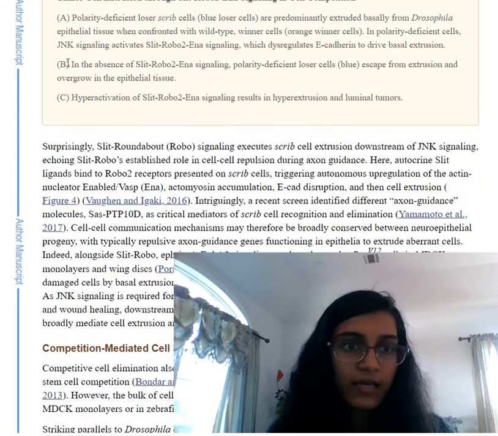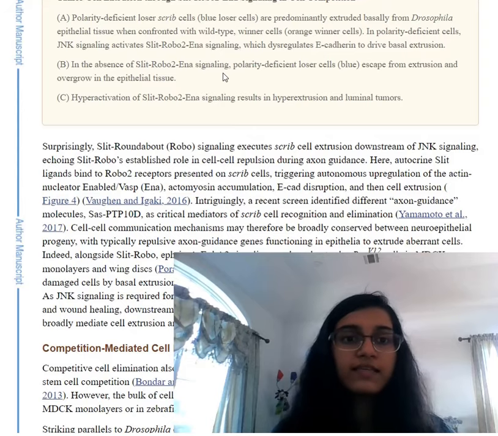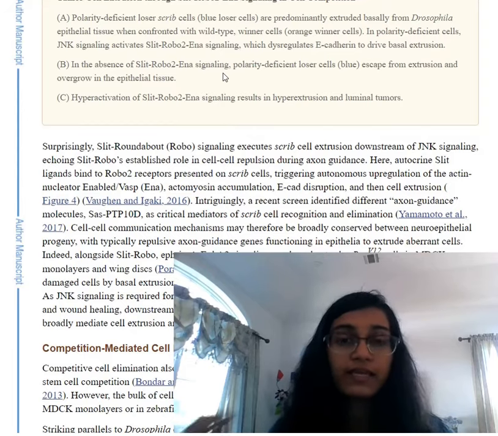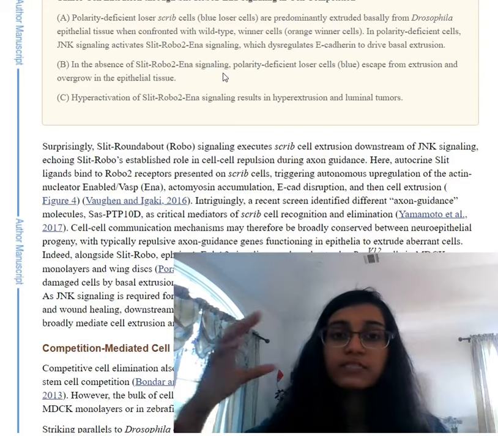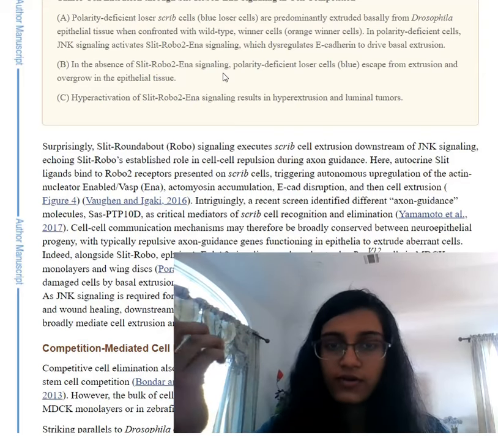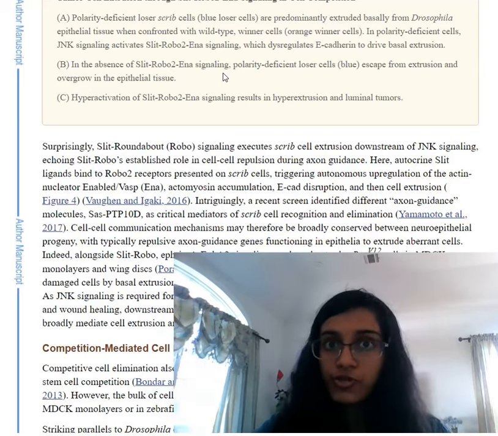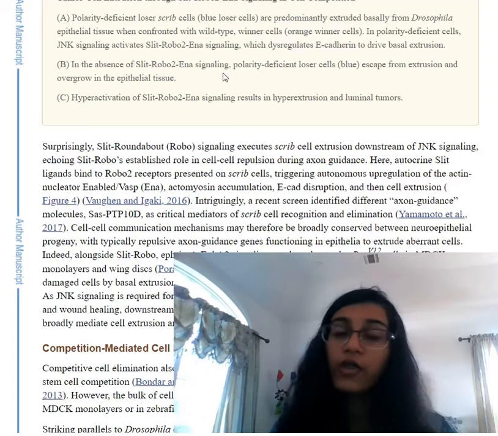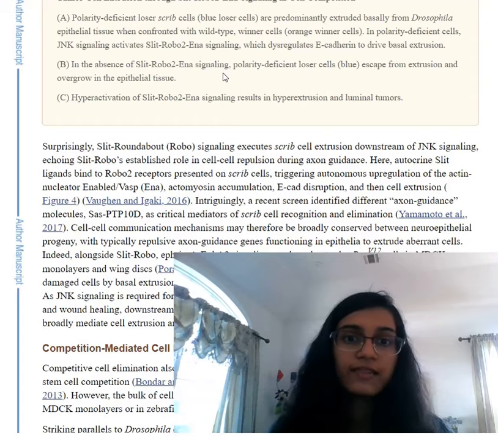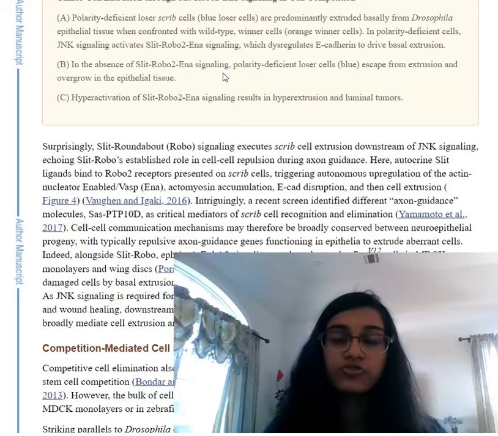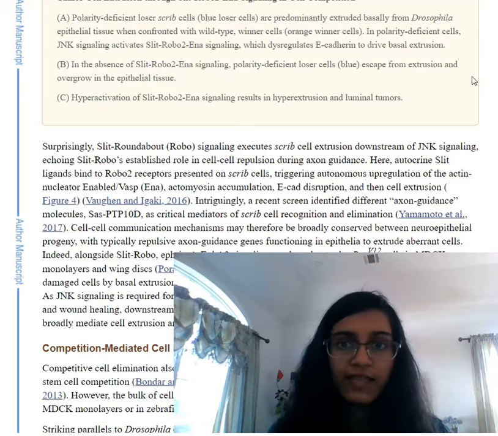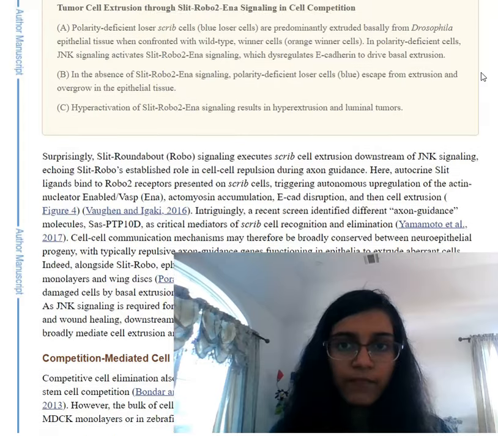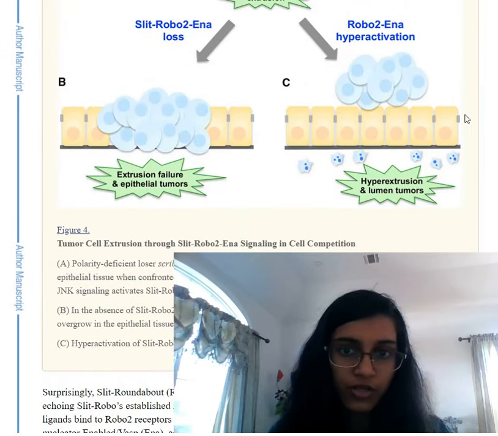As they say in part B here, when the SLIT-ROBO2 pathway is not there, then that means polarity deficient loser cells don't get extruded because E-cadherin is not dysregulated. On the other hand, if there's hyperactivation of SLIT-ROBO2, then you have more extrusion than is needed. And then you get luminal tumors instead of tumors forming in the epithelium itself.